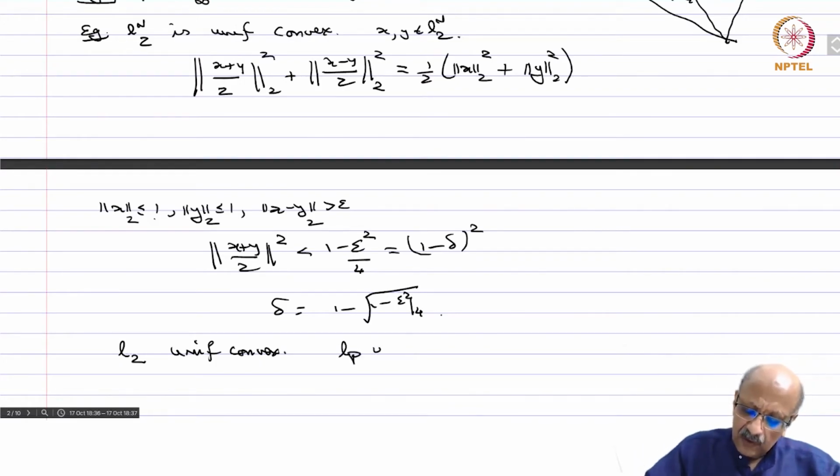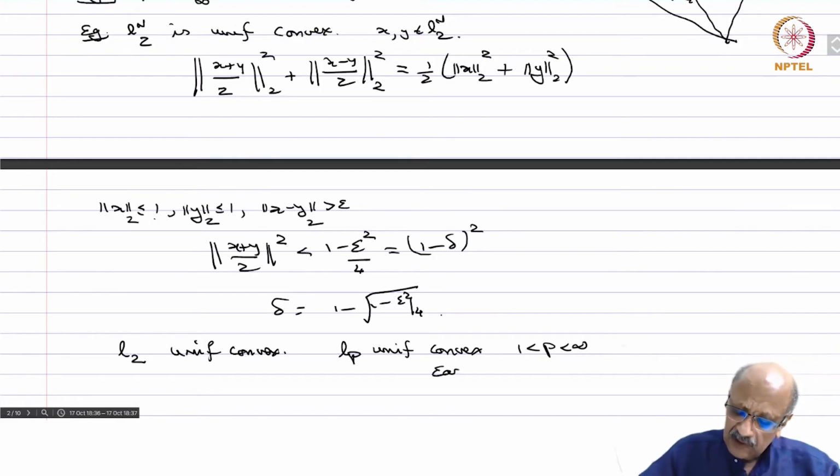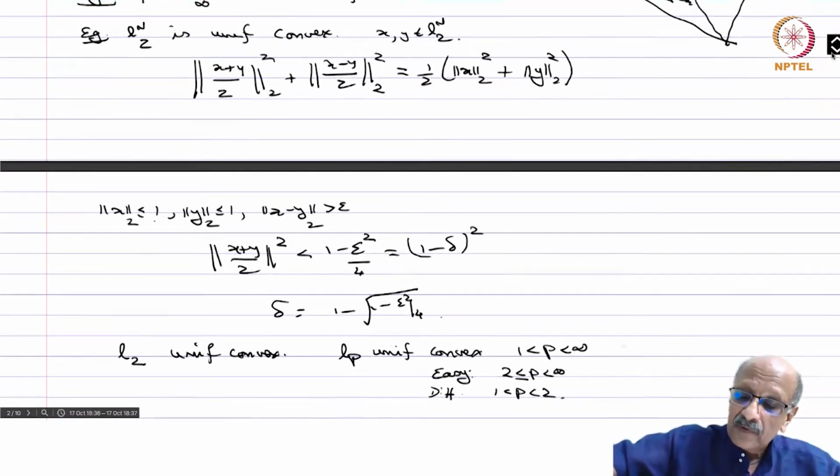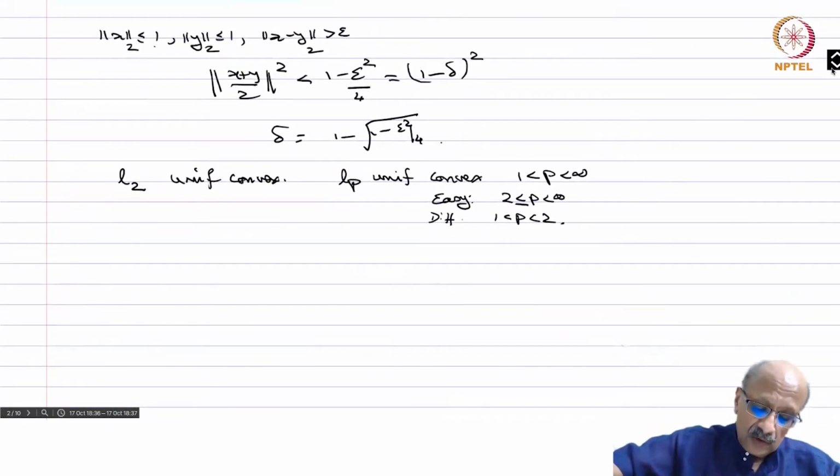L^p is uniformly convex if 1 < p < ∞. In fact, it is easy, we will see this later, if 2 < p < ∞, and then difficult if 1 < p < 2. So we will see this when the time comes, when we do L^p spaces. So these spaces are all uniformly convex.